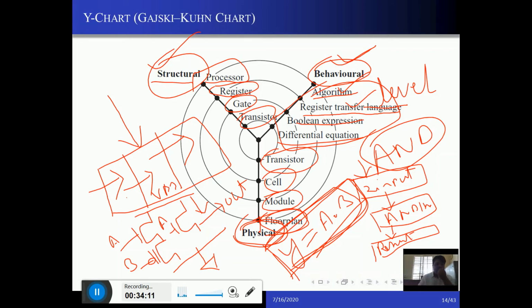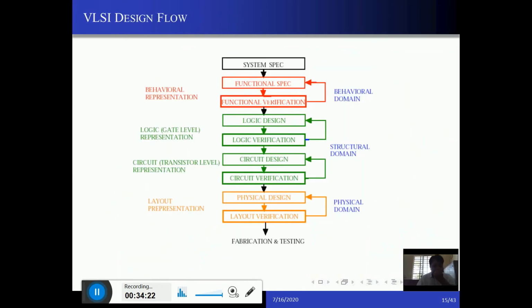Fine. So you need to know only the Y chart. What does Y chart mean, and what is the use of Y chart in VLSI. Fine. Then this is the VLSI design flow which has been made for you. This VLSI design flow will tell you how the ICs have been designed.